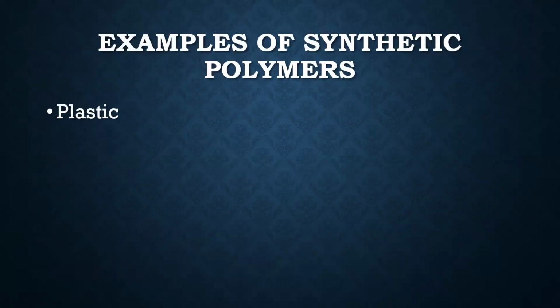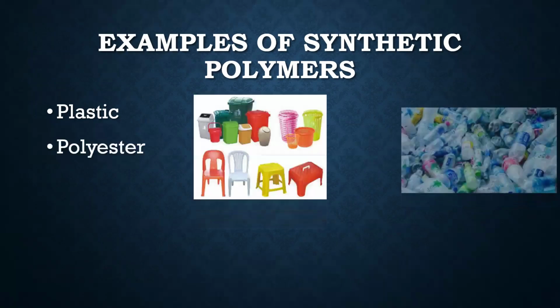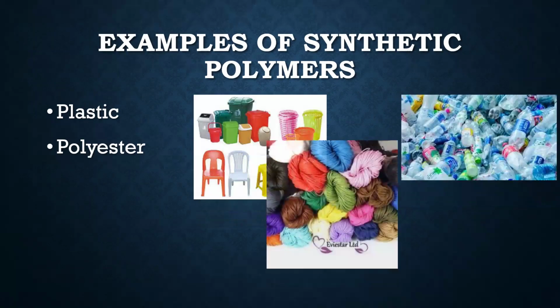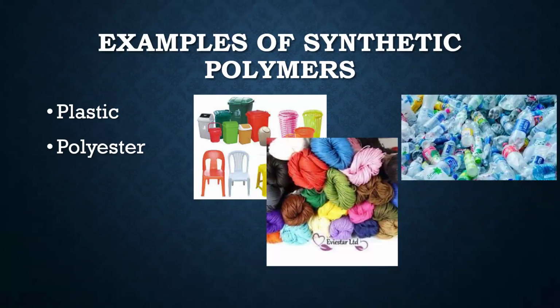For synthetic polymers, we can also see them everywhere around us, like plastic and polyester. So polyester fibers are polymers, plastics are polymers. All of these are polymers.